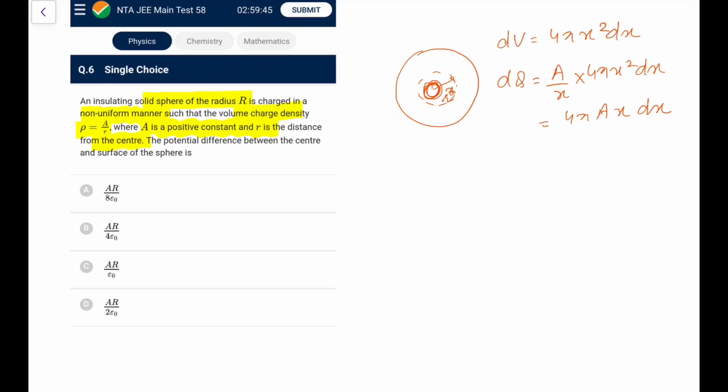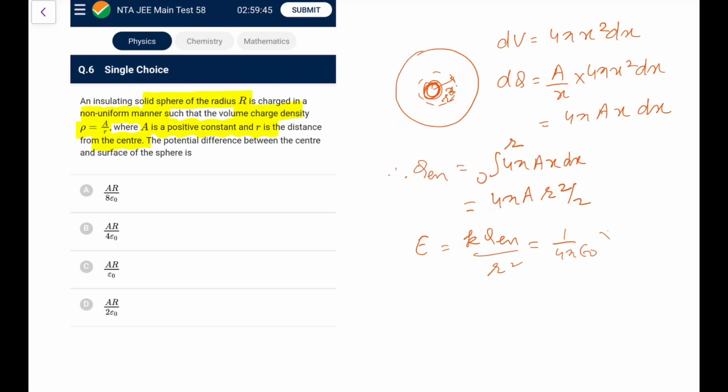Now therefore q enclosed till that time would be the integration of dq, that is 4 pi ax dx from 0 to r, and if I do this, it comes out as 4 pi a r square by 2. The E will be kq enclosed by r square, because of spherical symmetry I'm using this formula, 1 upon 4 pi epsilon naught into 4 pi a r square by 2 upon r square. So it gets cancelled. What we get is a upon 2 epsilon naught. That means the field is constant.